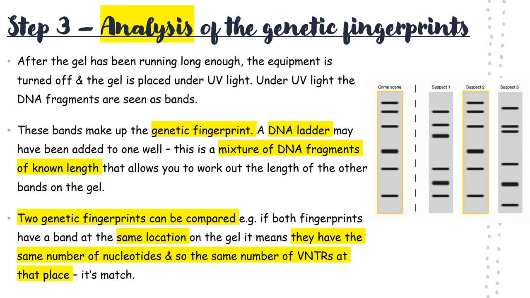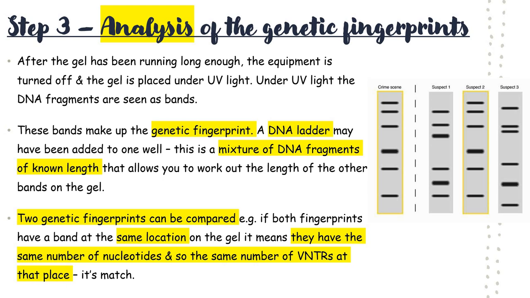Step 3 is analysis of the genetic fingerprints. After the gel has been running long enough, the equipment is turned off and the gel is placed under UV light. Under UV light, the DNA fragments are seen as bands, and these bands make up the genetic fingerprint.